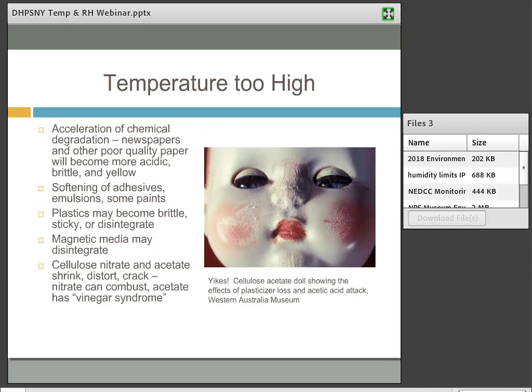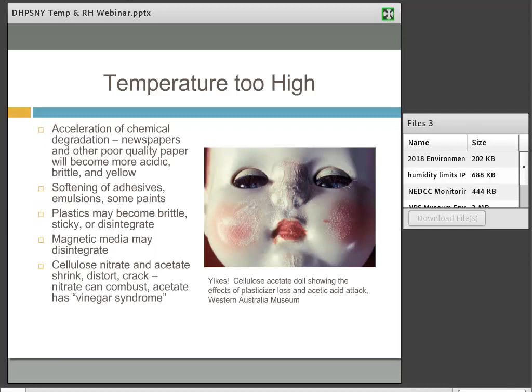The toner layer on a photocopy, for example, is an example of a polymer which can become softer as the temperature rises, which can then cause it to offset onto other materials. So if you've had a binder or that report cover plastic that you've had photocopies in or computer printouts, and they've stuck to that plastic, and when you pull it away, you can actually see that the printing ink has transferred, that's an example of something that can be caused by elevated humidity or elevated temperature, either one.